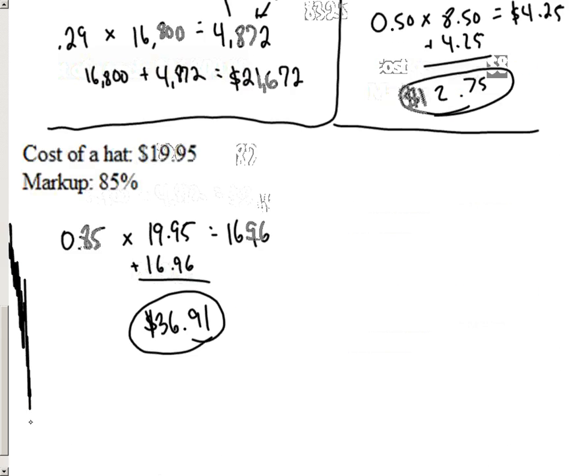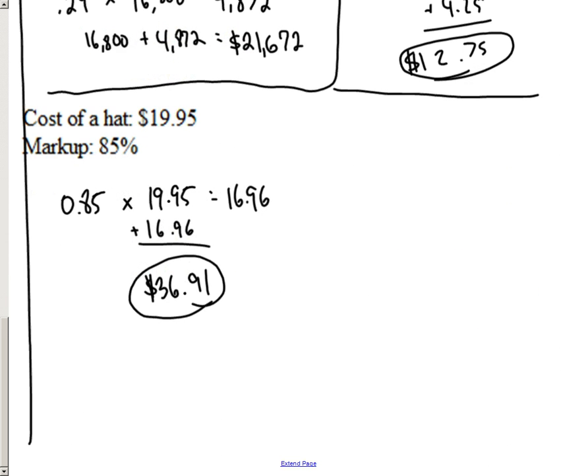If they give you the percent of markup and they're wanting to know the sale price, well, just like we did here for the hat problem, find out whatever percent of markup it is of that cost, and then add it on, and that gives you your new selling price.